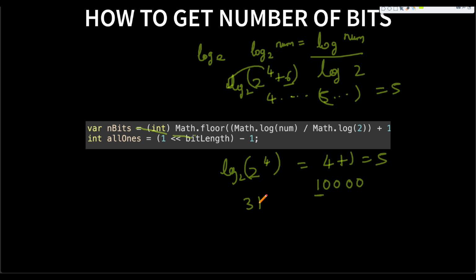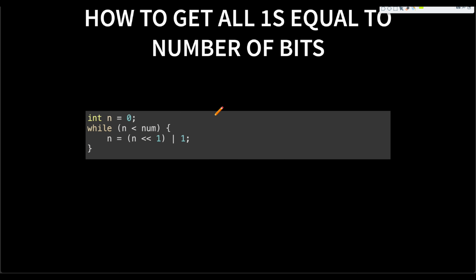Another approach can be that we can actually use a left shift operator and bitwise OR operator. Let's denote all ones by n, and initially it will be equal to 0. Then till n is less than number, we can take a left shift on n, and then we can take a bitwise OR with 1. So let's take number as 22 again. And now when we left shift n equal to 0 by 1, we get 0. And then we do OR with 1. So that will give us 1. So now our n becomes 1.